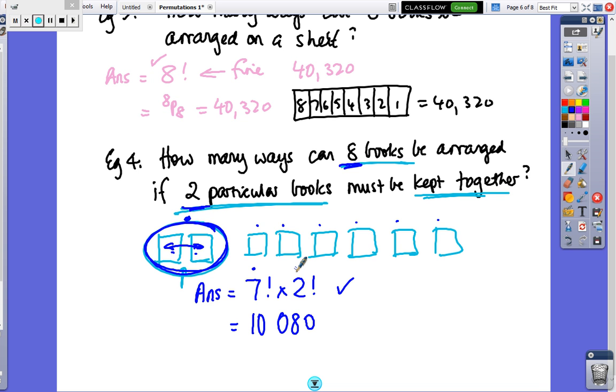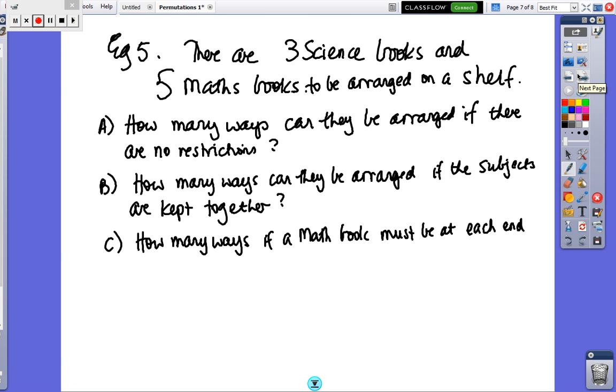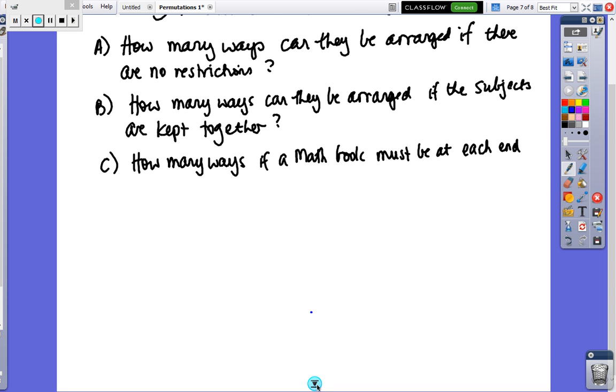Okay, moving on. So now we keep on going with this idea with the books. We've got 3 different science books, not the same science books, and 5 different math books to be arranged on a shelf. So A, how many ways can they be arranged if there's no restrictions, and then how many ways if the subjects are kept together, and how many ways if the maths books must be at each end. So 3 science, 5 maths. In the first way, there's no restrictions, so I've got 8 books. So the answer to the first one is just 8 factorial.